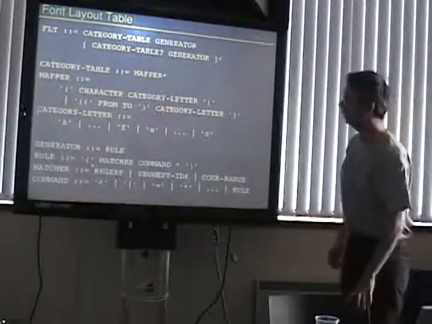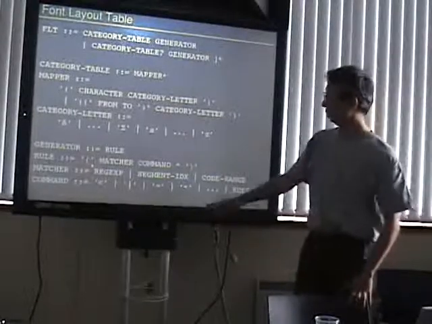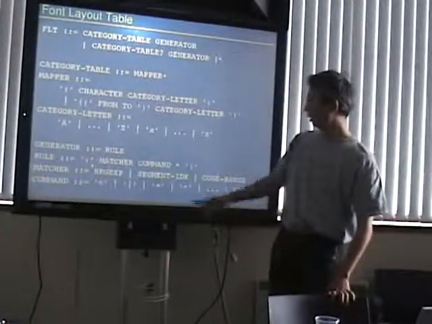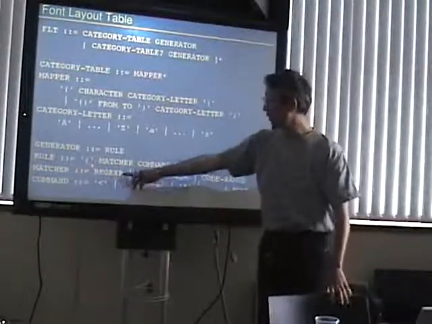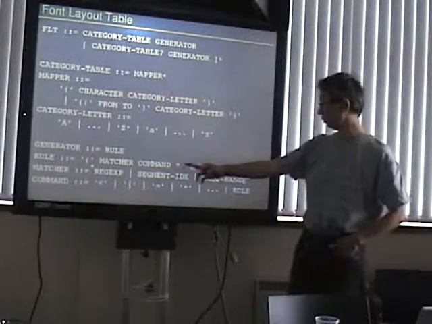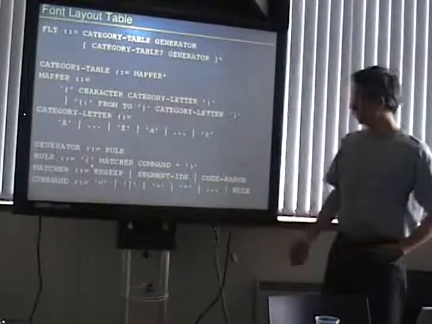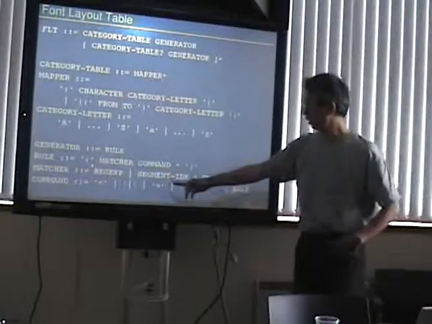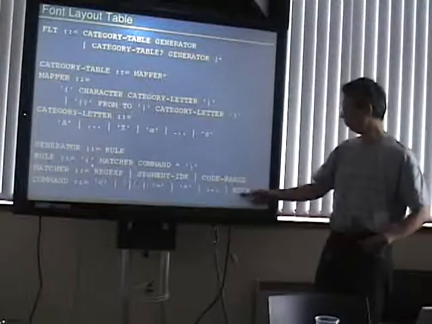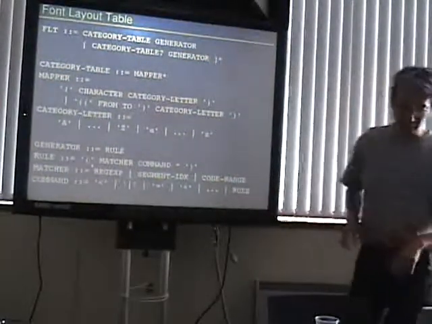And the generator is made of rules. And a rule contains the matcher and command sequence. And this matcher can be a regular expression, or the segment index of the regular expression, or the actual code range. And here, there are many built-in commands, and also the rule itself can be a command. So the rules can be nested.